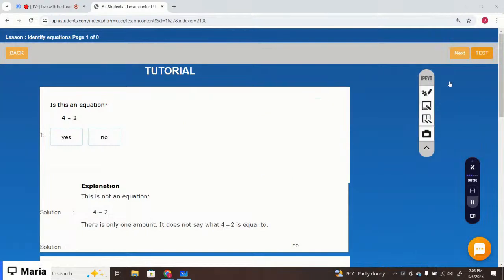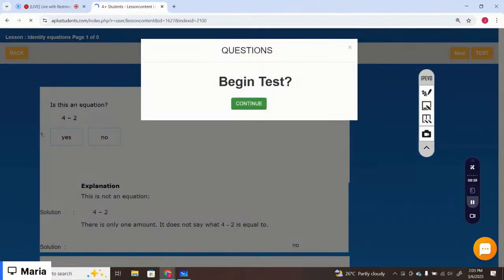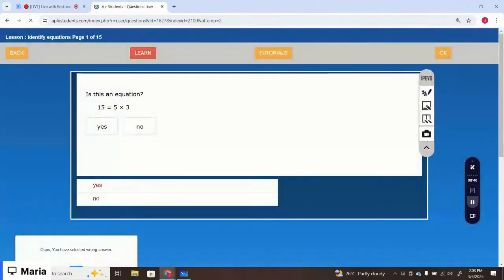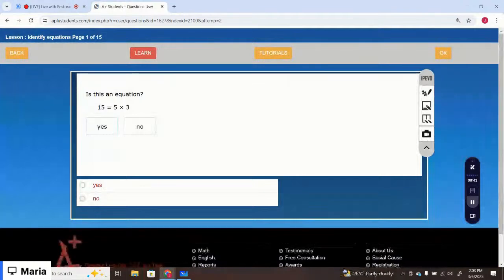Okay, let's just start with the test questions. Is this an equation? 15 equals 5 times 3. Yes, it is an equation, right? Because it has an equality sign and an operator on the other side. So yes, that is an equation.